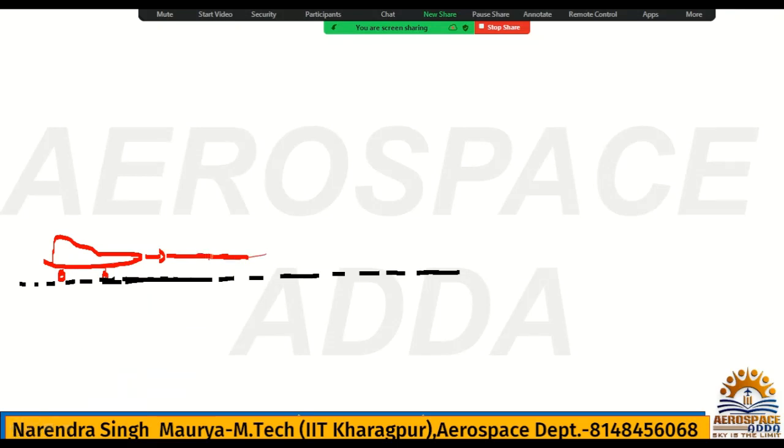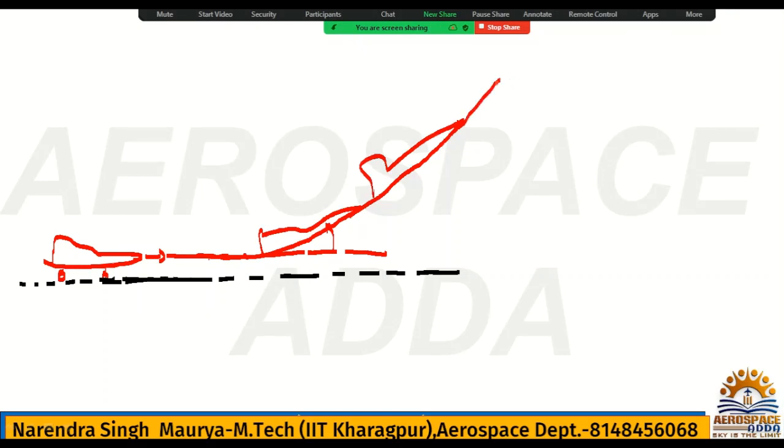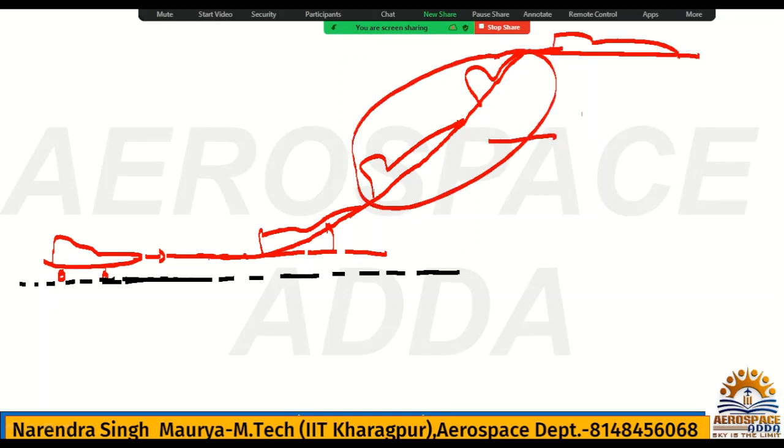So that aircraft will be going like this only, and it will be like this. So this is called an instantaneous turn in the vertical direction. And after this, the whole process will be called climbing. It is climbing only. And then here it will go for the cruise. Hope you understood. So this whole thing will be climbing.